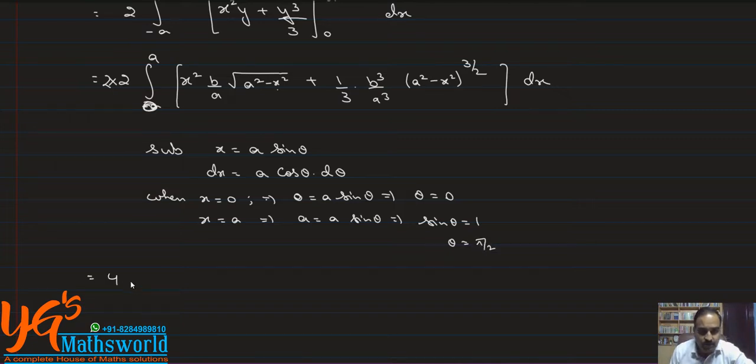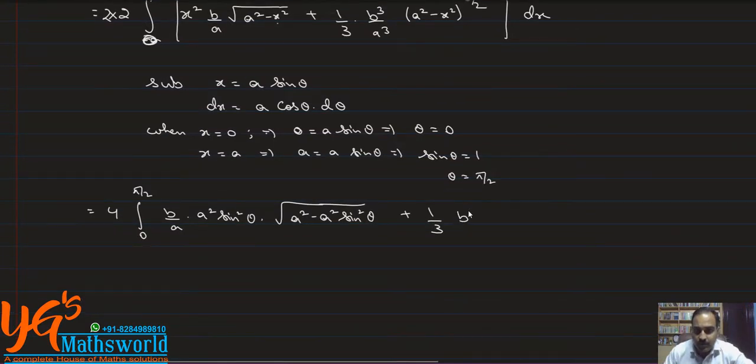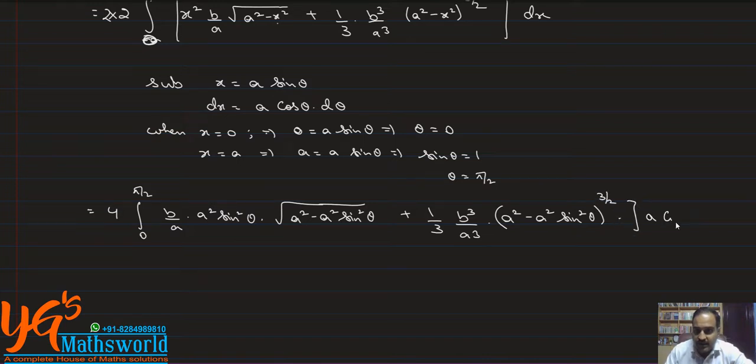So the integration will be 4 times the integral from 0 to pi by 2 of b upon a, x is a square sine square theta, into root of a square minus a square sine square theta, plus 1 by 3 into b cube over a cube into (a square minus a square sine square theta) raised to power 3 by 2, and dx. dx is what? That is a times cos theta d theta.